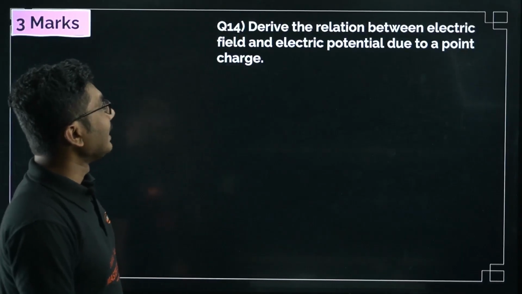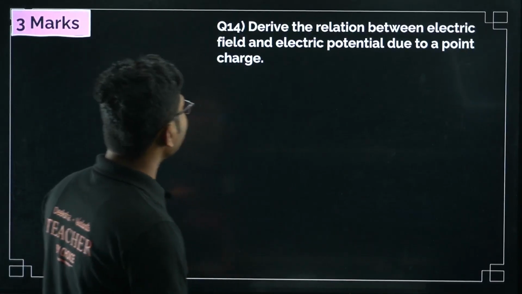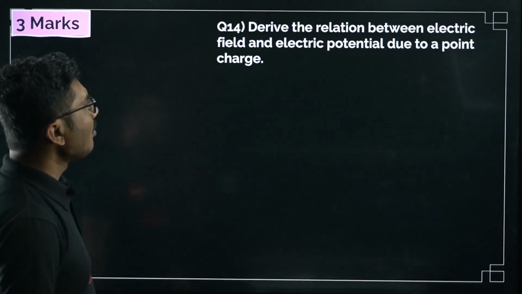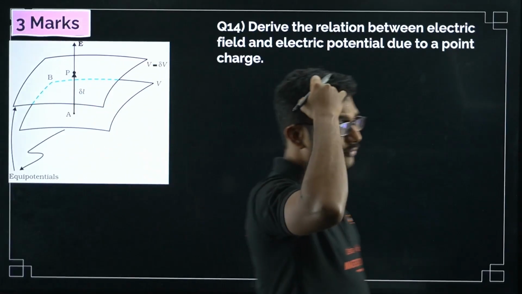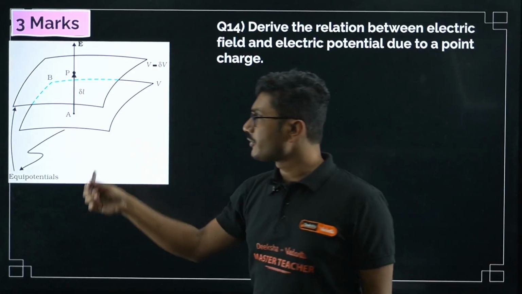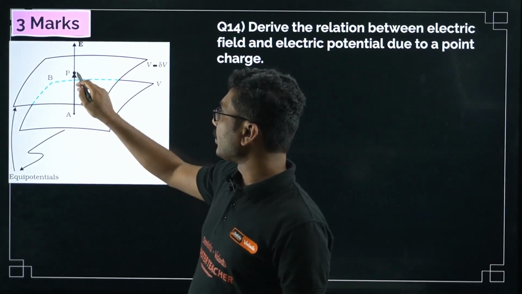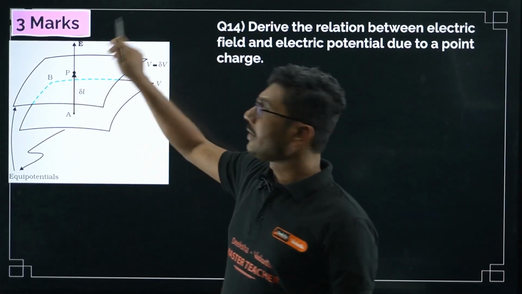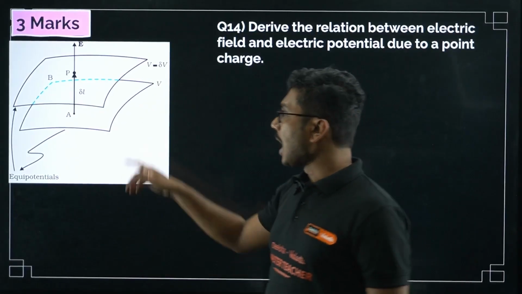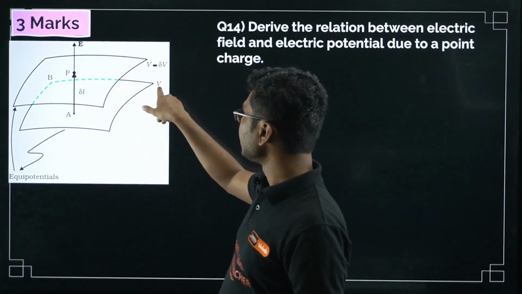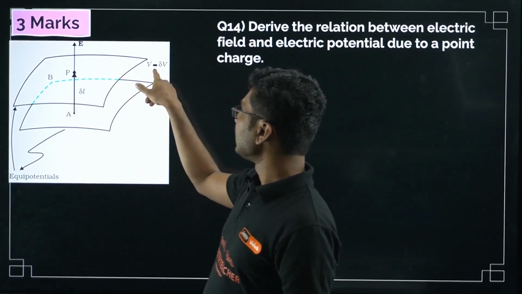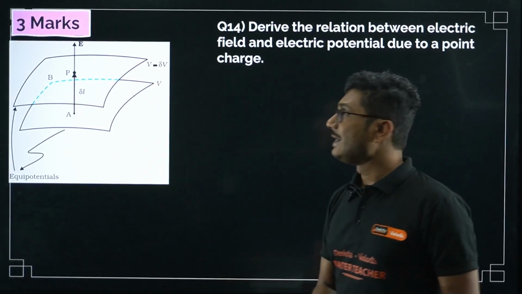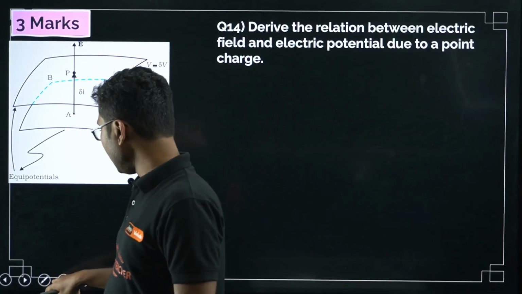Now next, derive the relationship between electric field and electric potential due to a point charge. So let's see, we have to consider 2 equipotential surfaces. One surface is A, one surface is B. Now electric field always points from higher potential to lower potential. So this surface has a potential V, this surface has a potential V minus dV. Okay, do not use delta V.